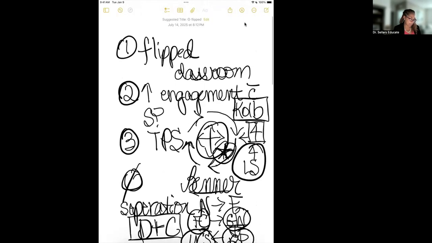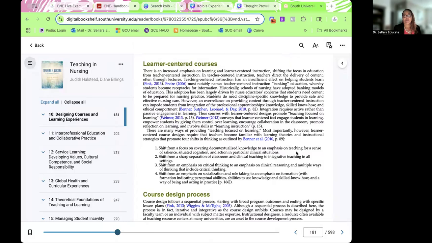That was a lot. We first started, remember, with flipped classroom. So why are we engaging students in the flipped classroom? Well, we want students to be active participants in their learning, right? We do not want to be that sage on the stage. We want to be that guide on the side. We started in looking at learner-centered courses.